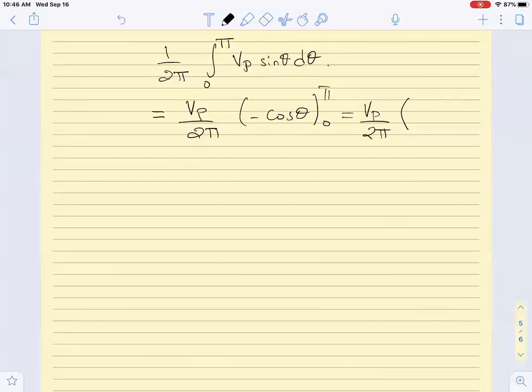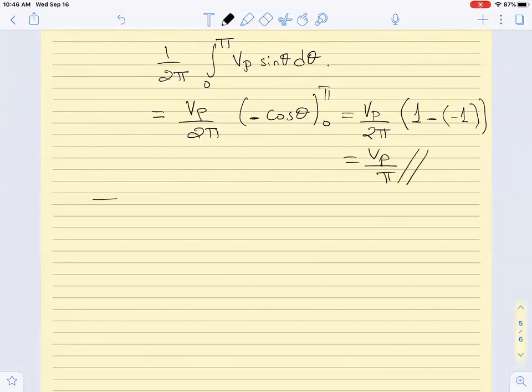Minus 1, multiplied by the minus it becomes plus 1. And this is minus cosine 0, which is 1, multiplied by the minus it becomes minus 1. So this is equal to Vp over pi.